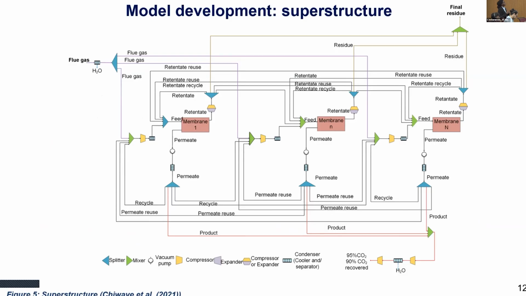Shown in the figure is the superstructure from which the model is developed. The superstructure shows that flue gas is supplied from the power plant, and it can be split and sent to any of the membrane stages that are presented. It also shows that the permeate streams can be recycled, and the retentate streams can be recycled. These are mixed. The flue gas can be mixed with the recycled streams.